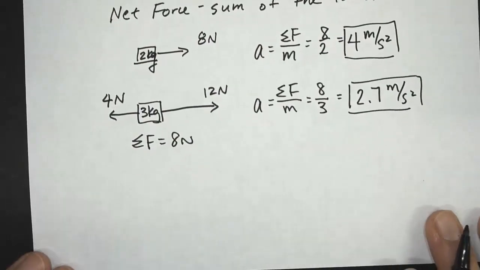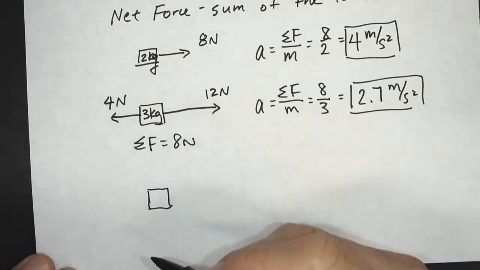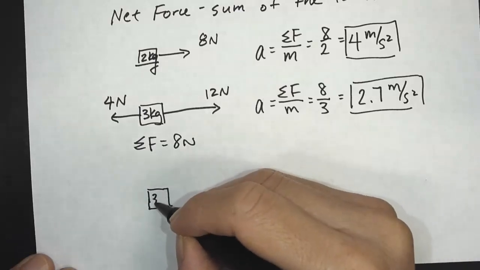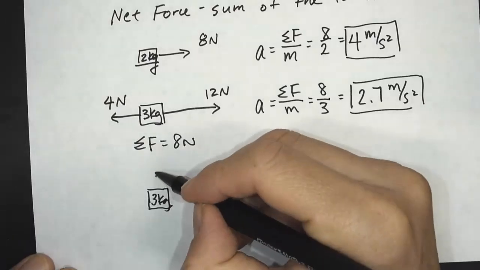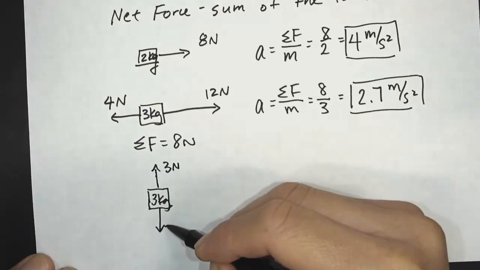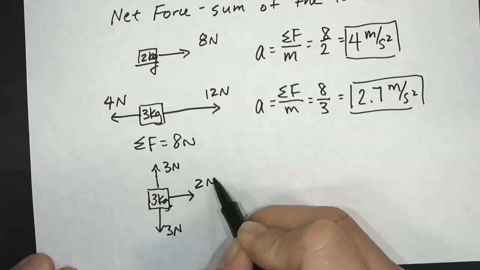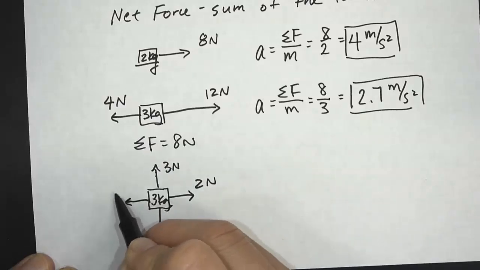In our next problem, we're actually going to have 4 forces. Our object in this case is also 3 kilograms. We're going to have a force going up, 3 newtons. Force going down, 3 newtons. Force to the right, 2 newtons. The force to the left, 2 newtons.